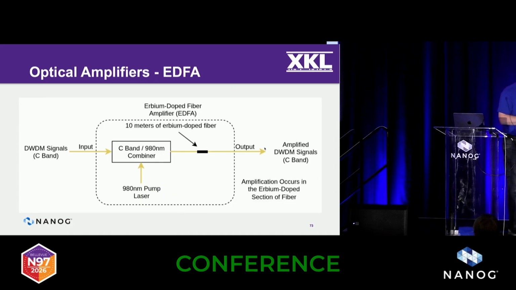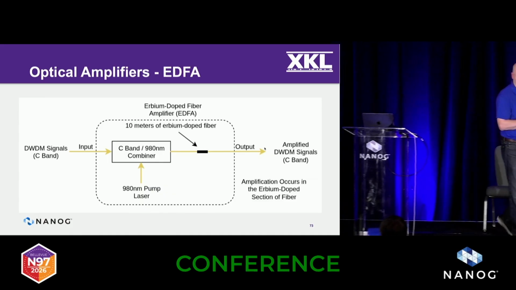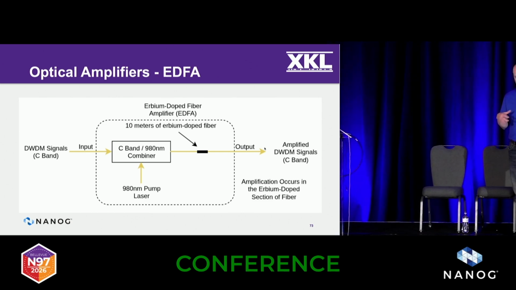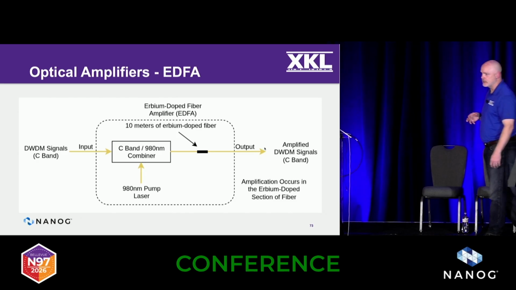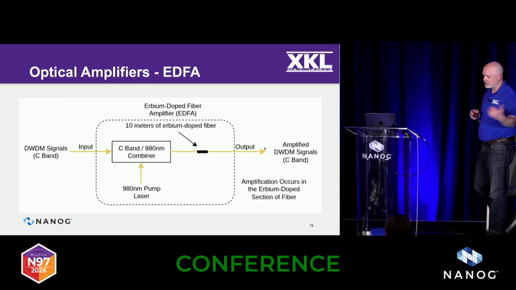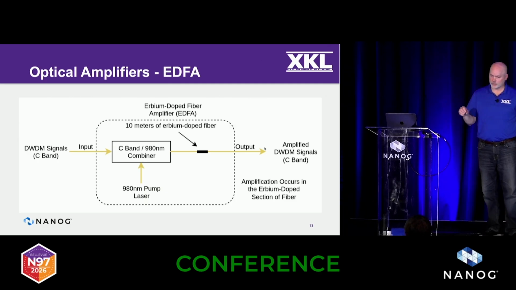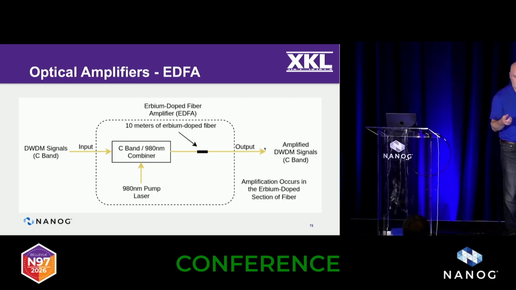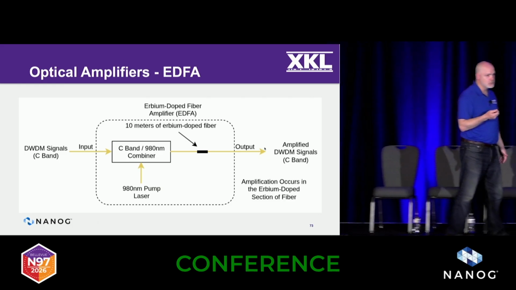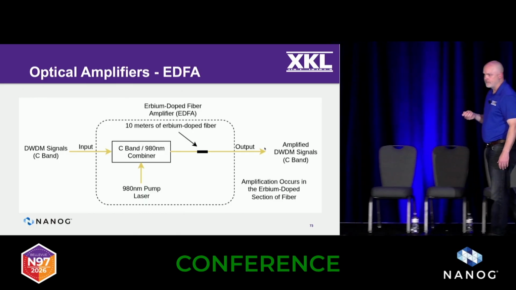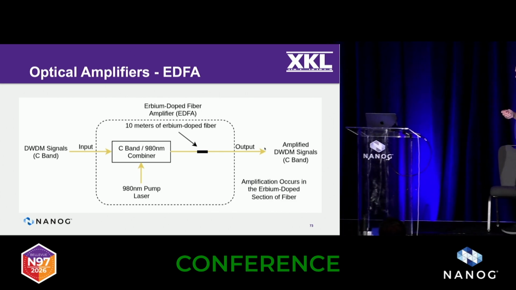So this is what an EDFA looks like. I've got my DWDM signal coming in on the left. I've got a filter that's going to combine what's called a 980 pump laser. So that's the laser that's inside the EDFA. So I have all my DWDM signals coming in, and I have this 980 pump laser coming in. Combine those two, and that goes through a little piece, 10 meters of erbium doped fiber. So it's your glass, but it's been doped. And that's where the magic happens.